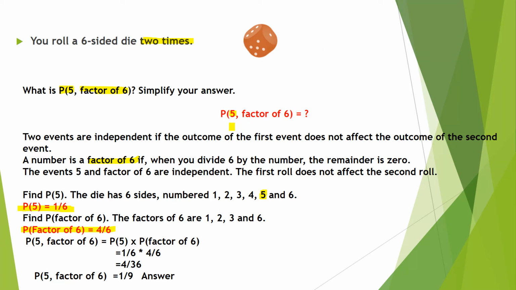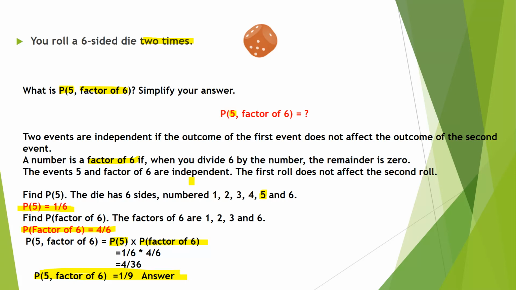I told you that the first part is to find the probability of each event. This is the first event, this is the second event, and then we have to multiply them. So the probability of 5 and factor of 6 is equal to the probability of 5, which is 1 by 6, times the probability of factor of 6, which is 4 by 6. When you multiply, it is 4 by 36, and when we divide, 4 one time 4 and 4 nine times 36, so the answer is 1 by 9. So the probability of 5 and factor of 6 is 1 by 9.